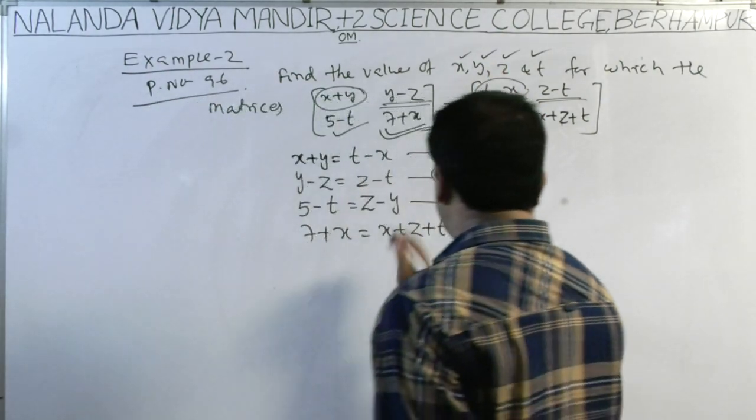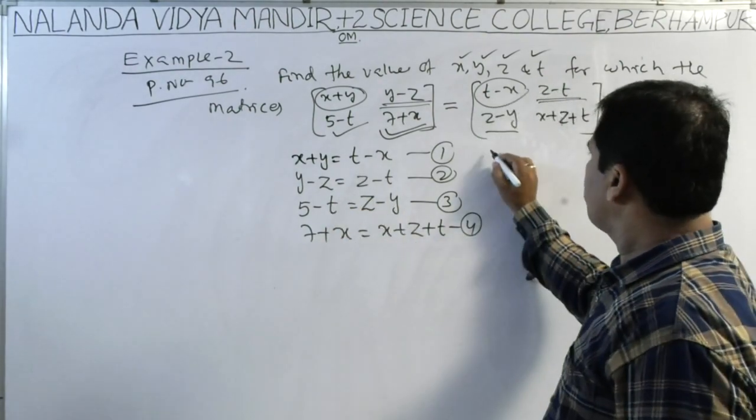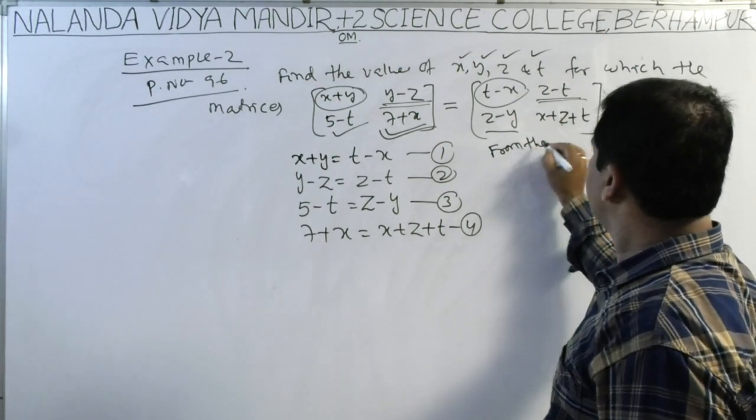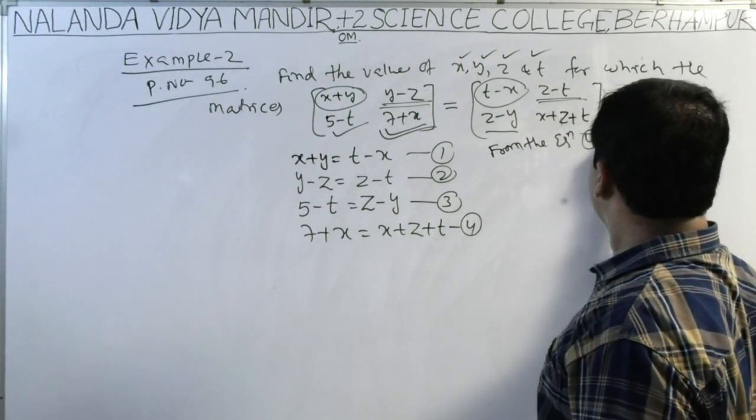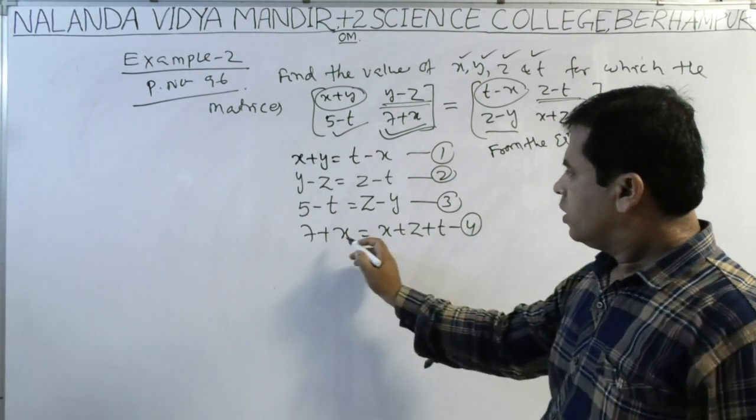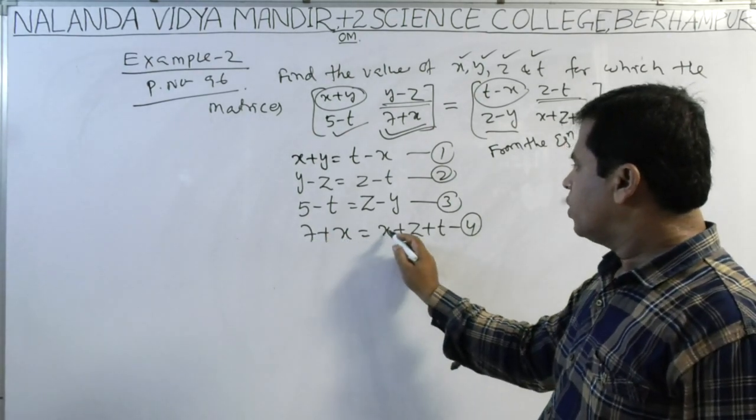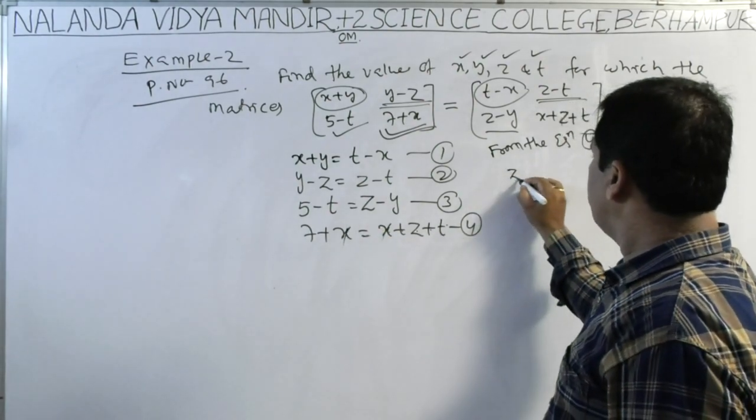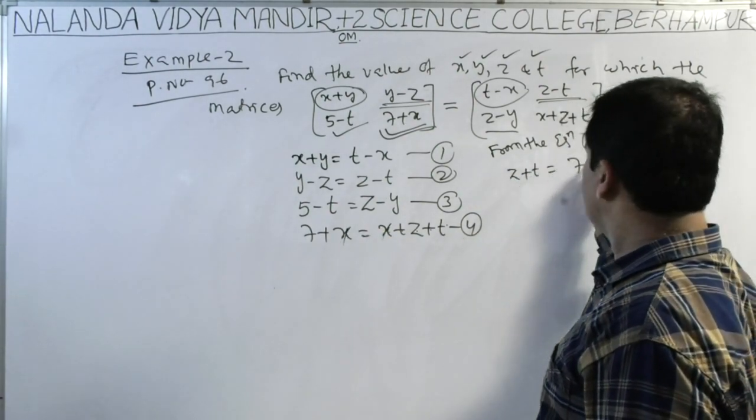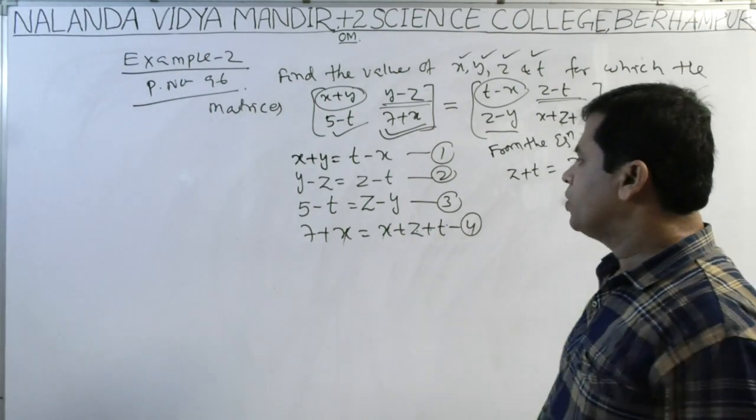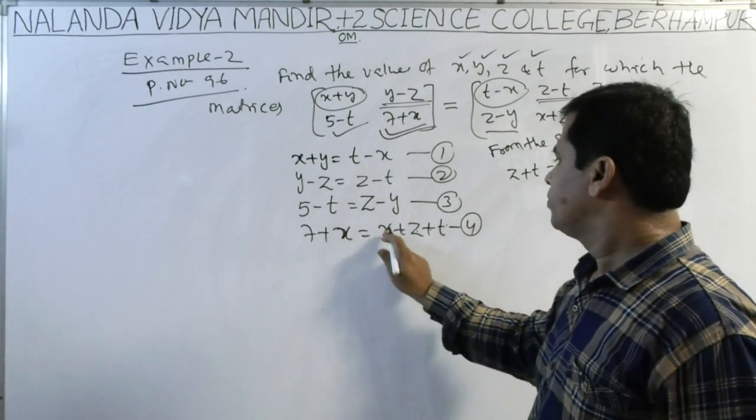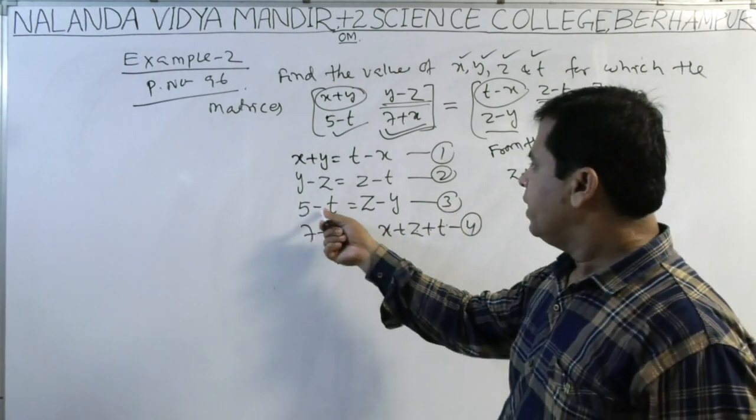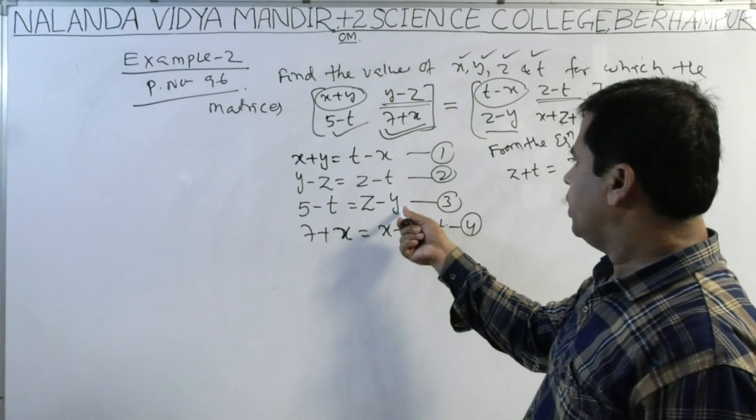Now, from equation 4, we have 7 plus x is equal to x plus z plus t. If we cancel x, we get z plus t is equal to 7. Okay? Now, from equation 3, 5 minus t is equal to z minus y.